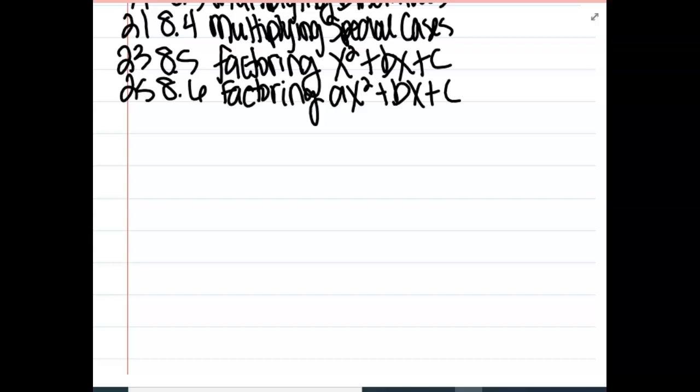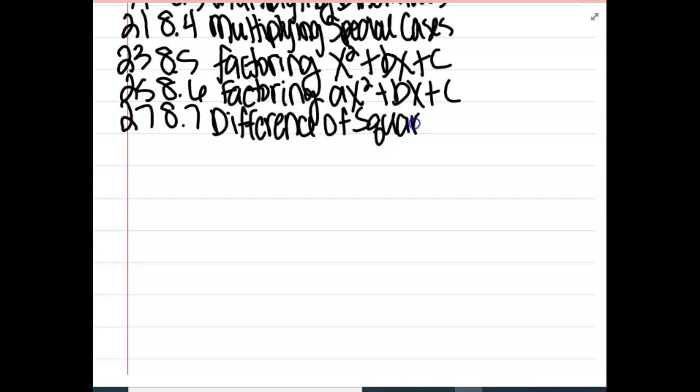Okay? All right, let's get this loaded into your notebook. This should be page 27. This is section 8.7, and it is difference of squares.